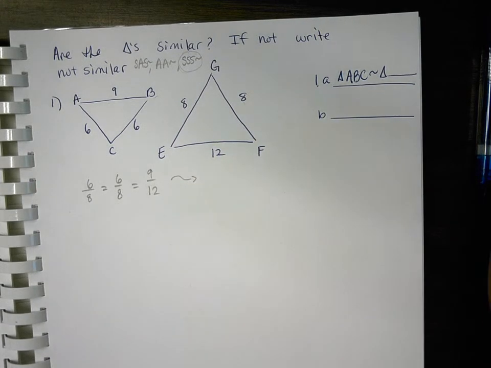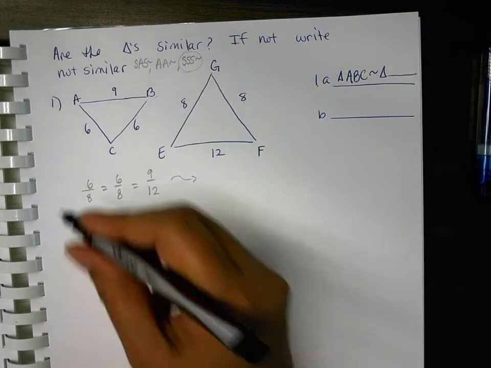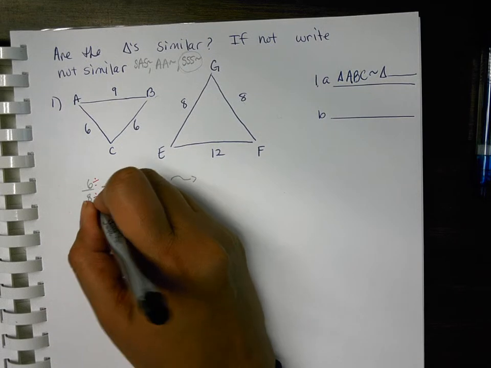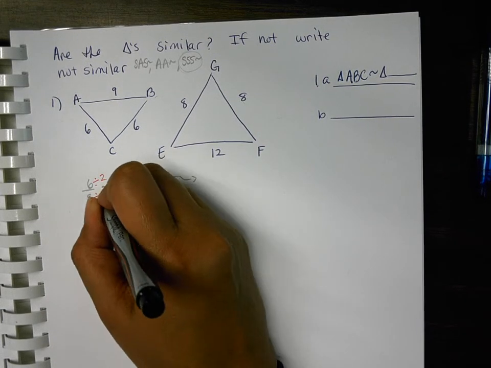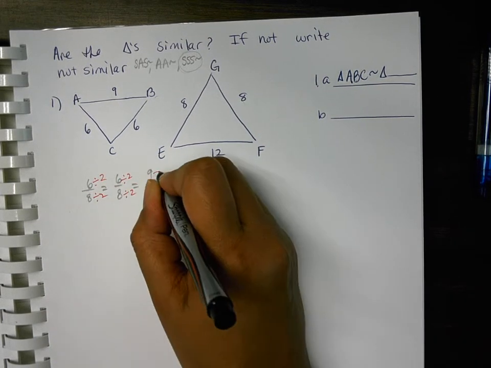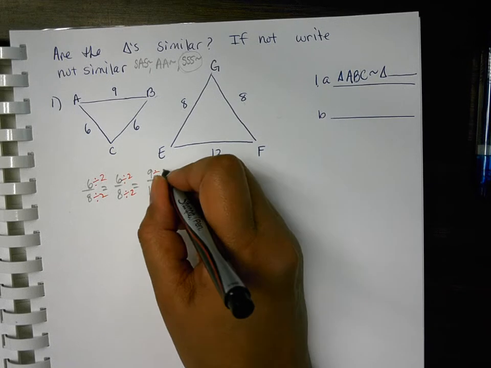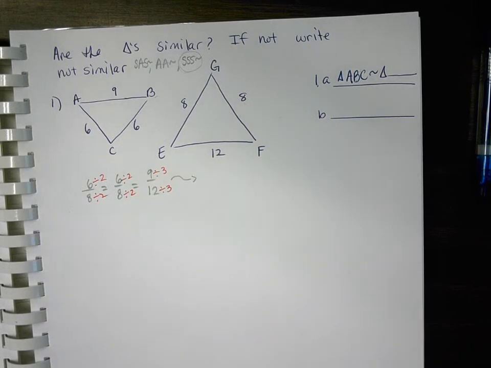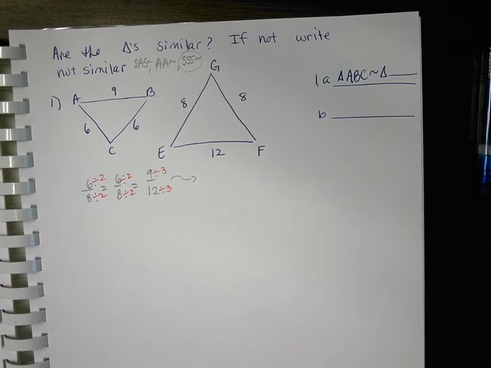Reduce. What do I reduce the first one by? The first two divide by what? 2, 2, 2, and 2. Does the last one also divide by 2? 3. All right, reduce each one and see if they come out to be the same. If they do, they are proportional, which means they're similar. If they do not, they are not proportional, which means they are not similar.